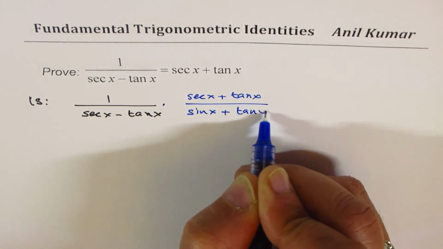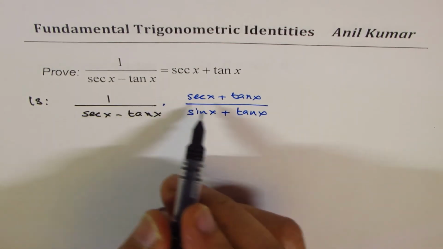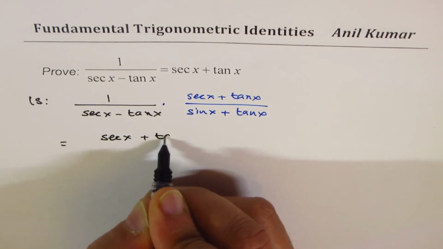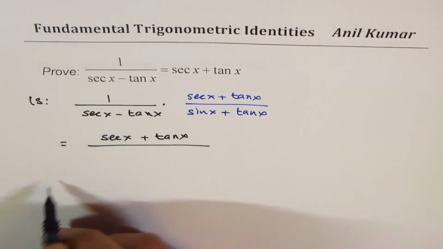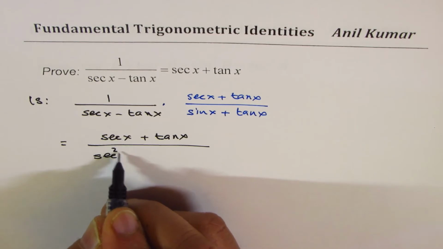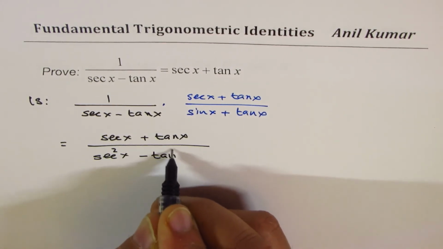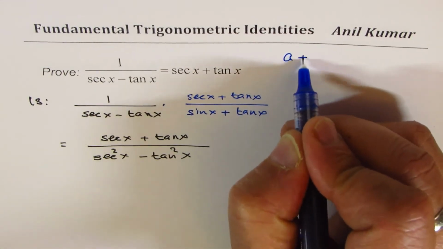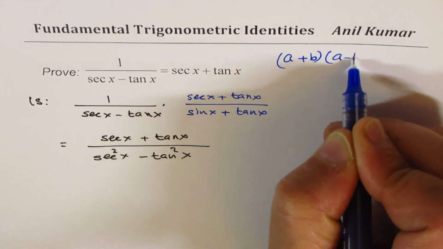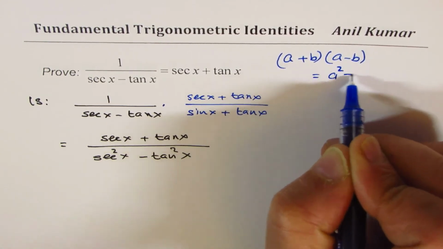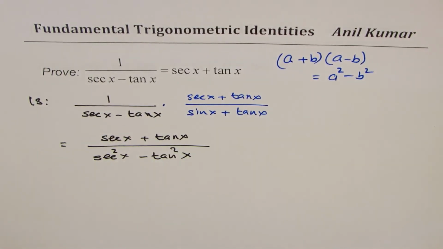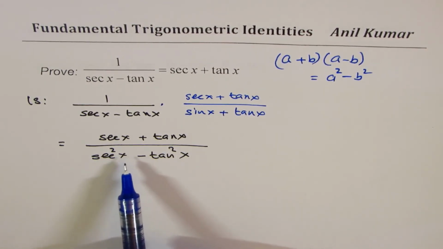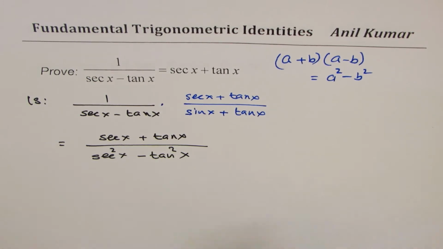So when you do that, you get the required numerator, which is secant x plus tan x. However, in the denominator, what do you get? You get secant square x minus tan square x. Correct? Now, this factoring is very important to understand. A plus b times a minus b is equal to a square minus b square. So that is the strategy. Correct? Now here, we are looking for Pythagorean identity to relate tan and secant.